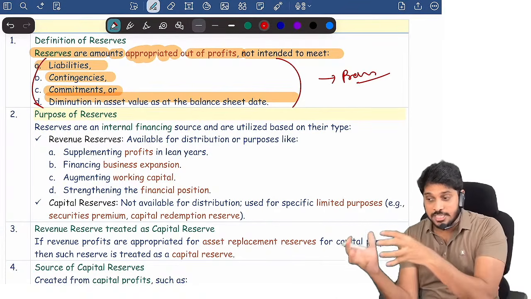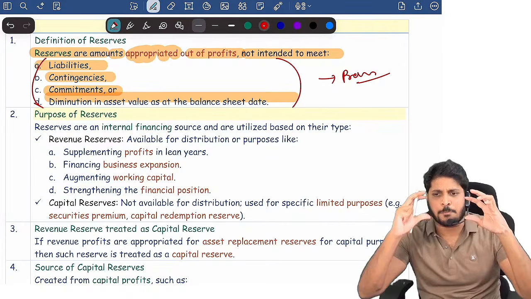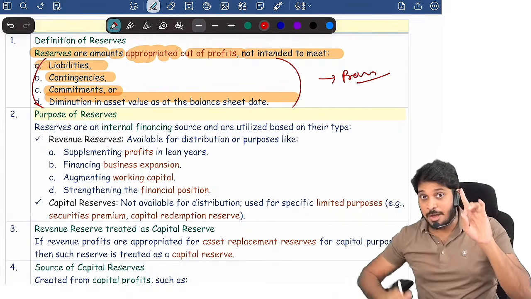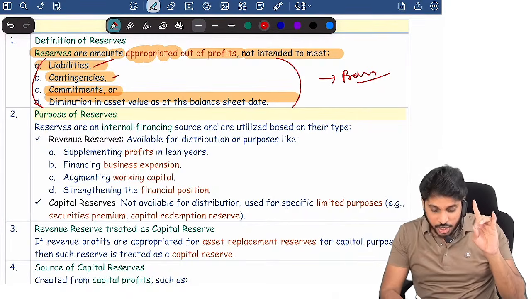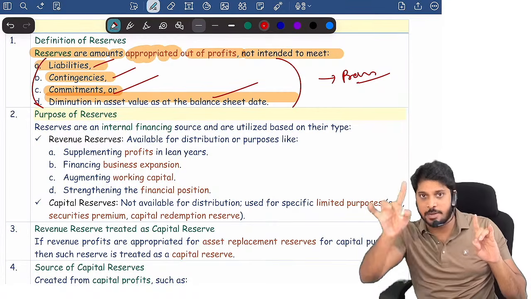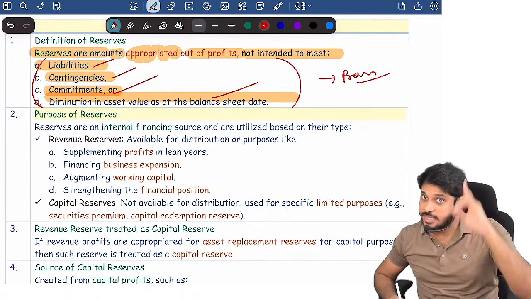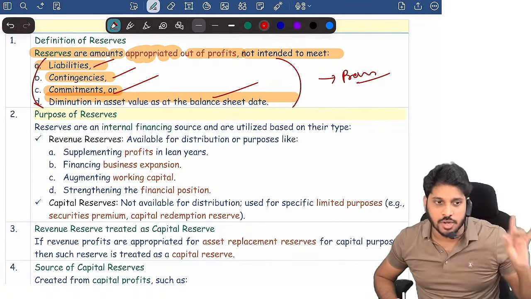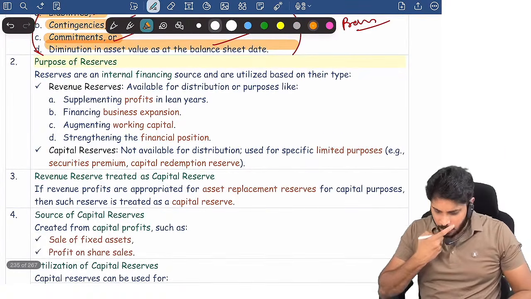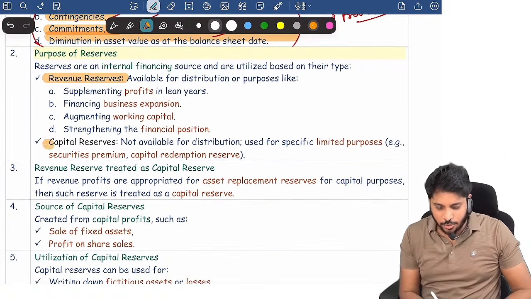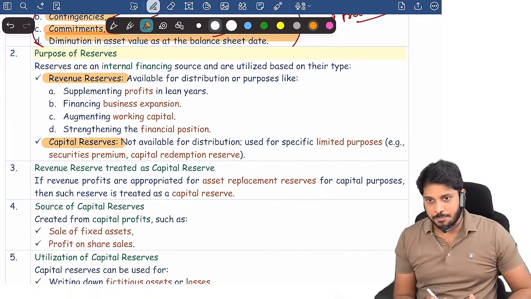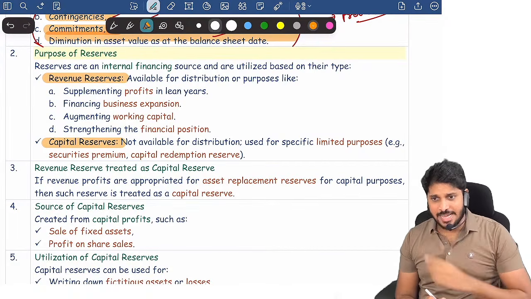Reserves are something which is an appropriation out of P&L for some specific purpose. That purpose is not a liability, not a contingency, not a commitment, not a diminution in value of an asset. Other than this, anything else is called a reserve. Are you clear? Next, what is the purpose of a reserve? Reserves are again 2 types: revenue reserve and capital reserve.